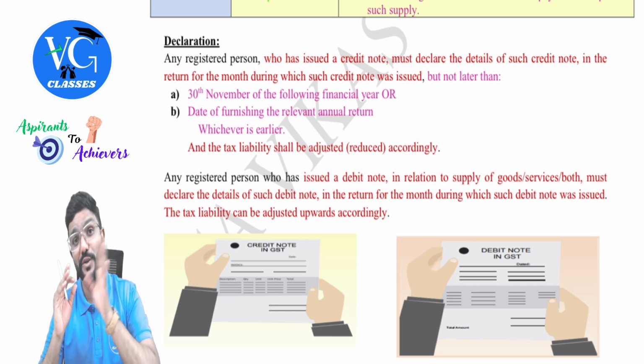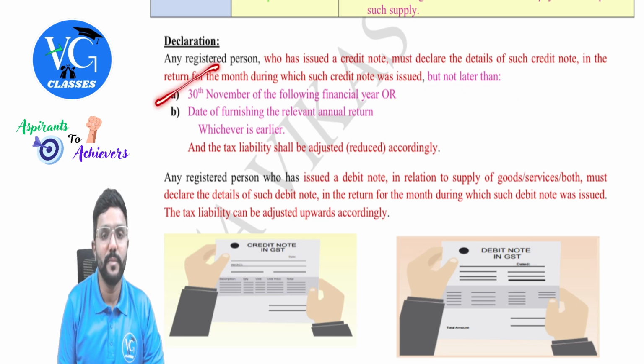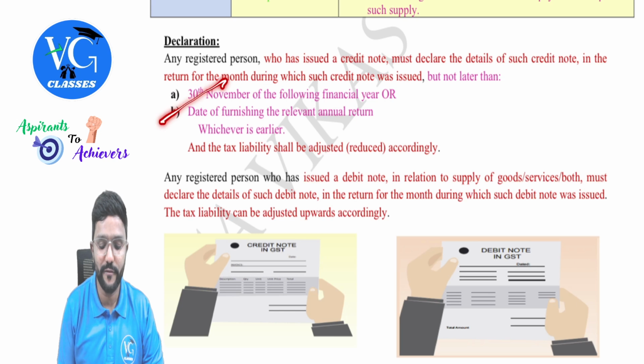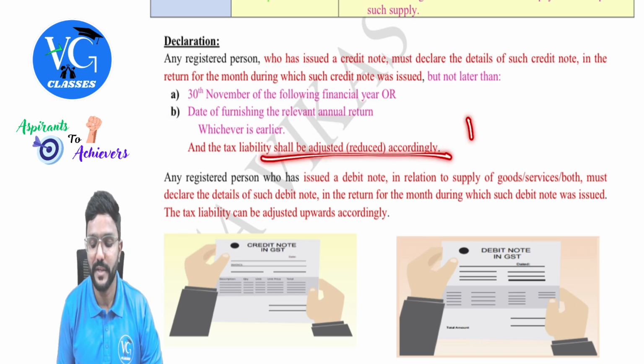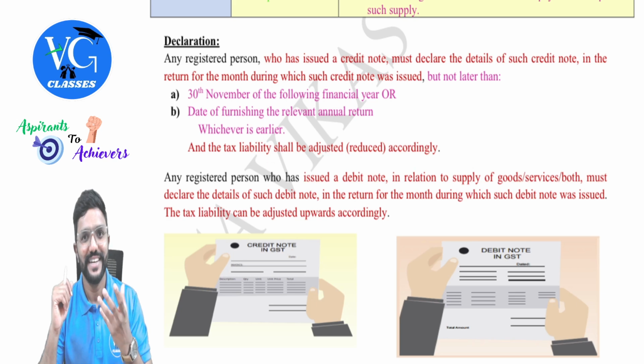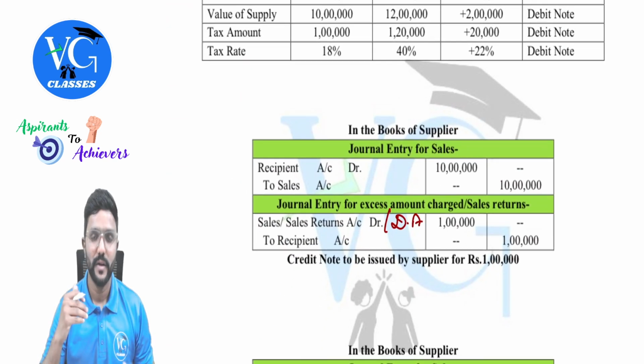Okay, but can he issue later also, or can he give the details later also? Yes, but not later than 30th November of the following financial year or date of furnishing the relevant annual return, whichever is earlier. And the liability will be adjusted accordingly, means the tax liability will come down. Tax liability will come down, right? Yes. So because of the credit note, the tax liability of the person will come down or increase.